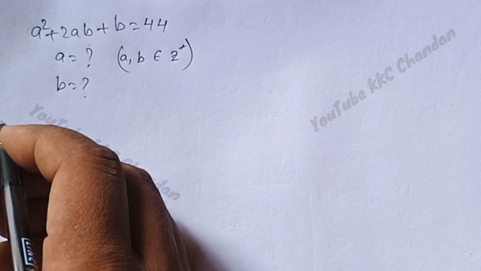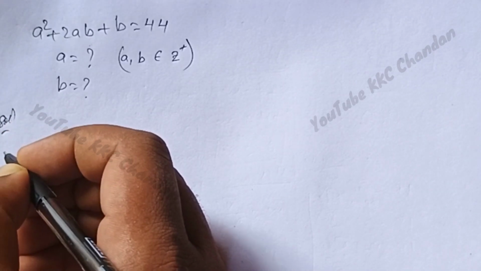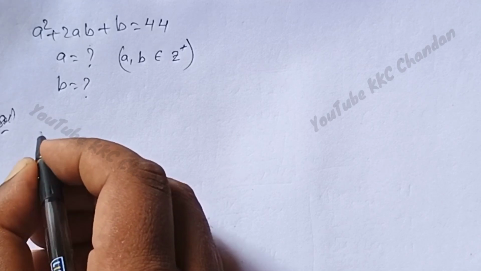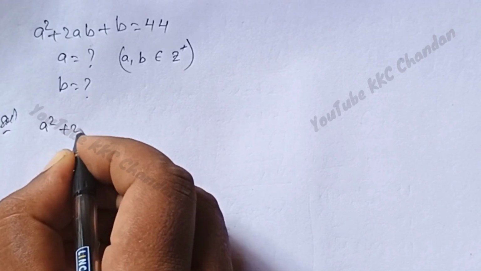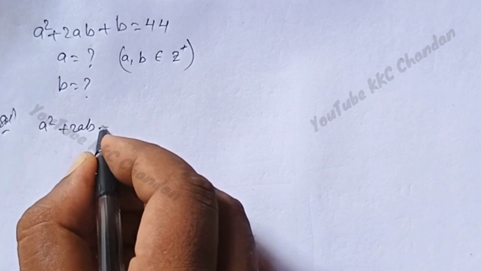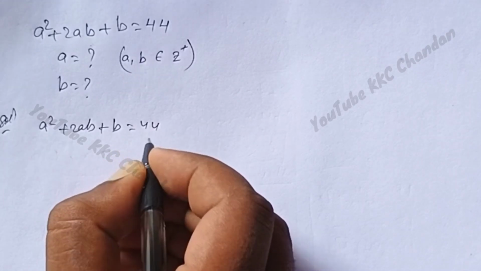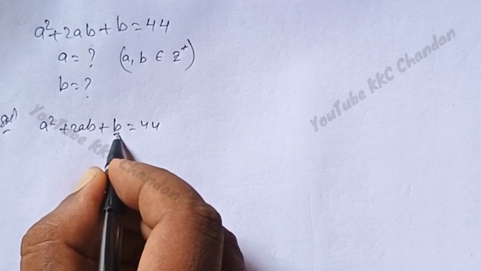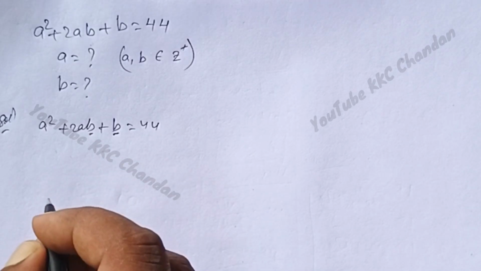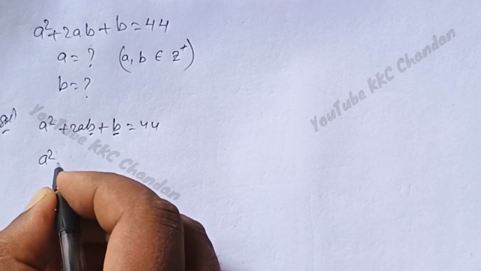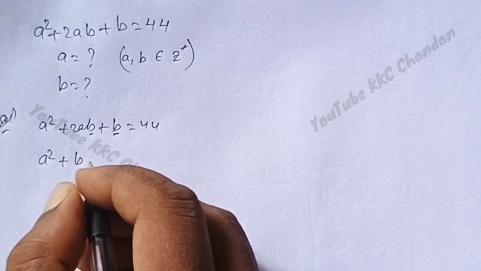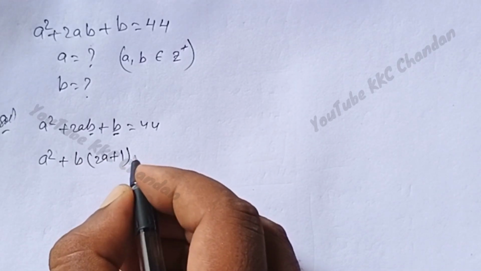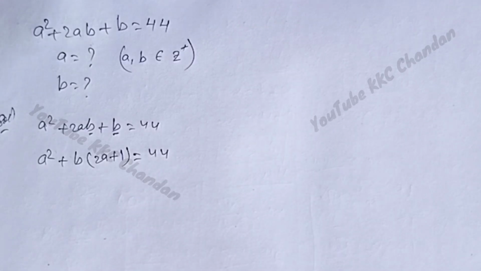Let's start with the solution. According to the question, a square plus 2ab plus b is equal to 44. In the next step, take b common. So a square plus b, taking b common, leaves 2a plus 1, is equal to 44.